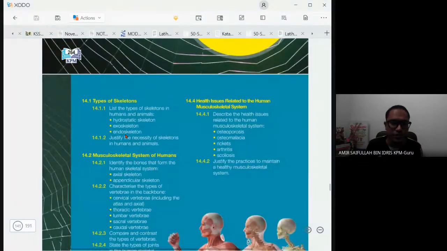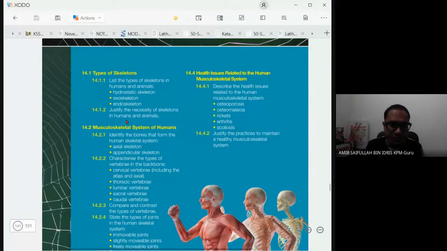In this chapter, we are going to see the types of skeleton. At the end of this lesson, you must be able to list the types of skeleton. There are 3 types: hydrostatic, exoskeleton, endoskeleton. Skeleton ini bermaksud tulang lah. Skeletal system or skeleton. And you must be able to state or explain the importance or necessity of the skeletal system in human and animal. What are the importance?